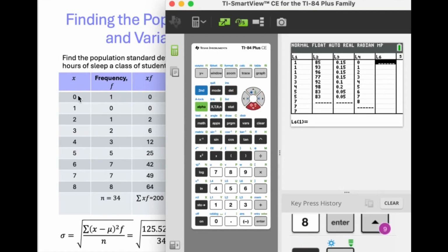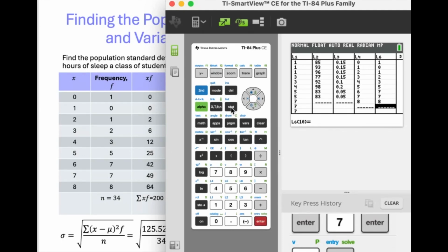Okay, for the frequencies, 0 has a frequency of 1. 1 has a frequency of 0. 2 has a frequency of 1. I'm just looking at the table that we're given. 3 has a frequency of 2. 4 has a frequency of 3. 5 has a frequency of 5. 6 has a frequency of 7. 7 has a frequency of 7. And 8 has a frequency of 8.